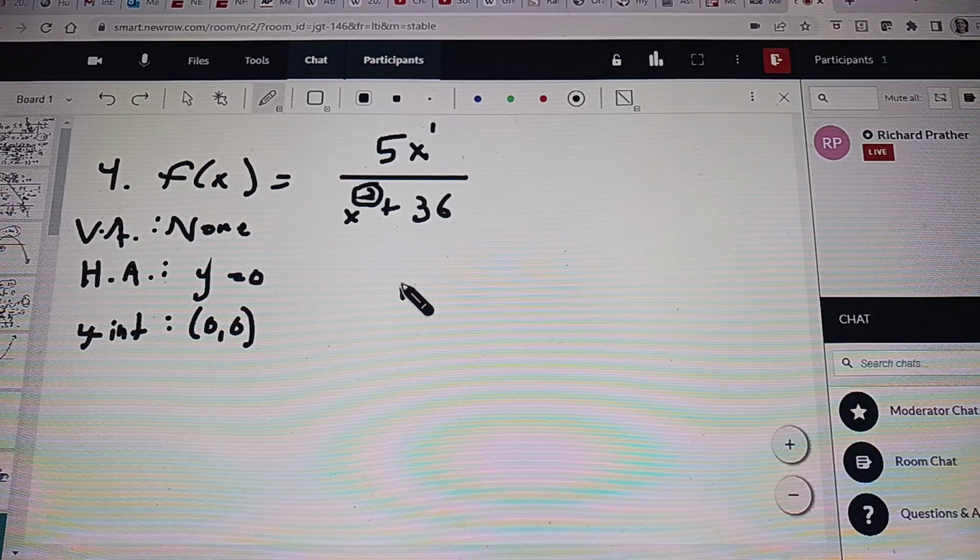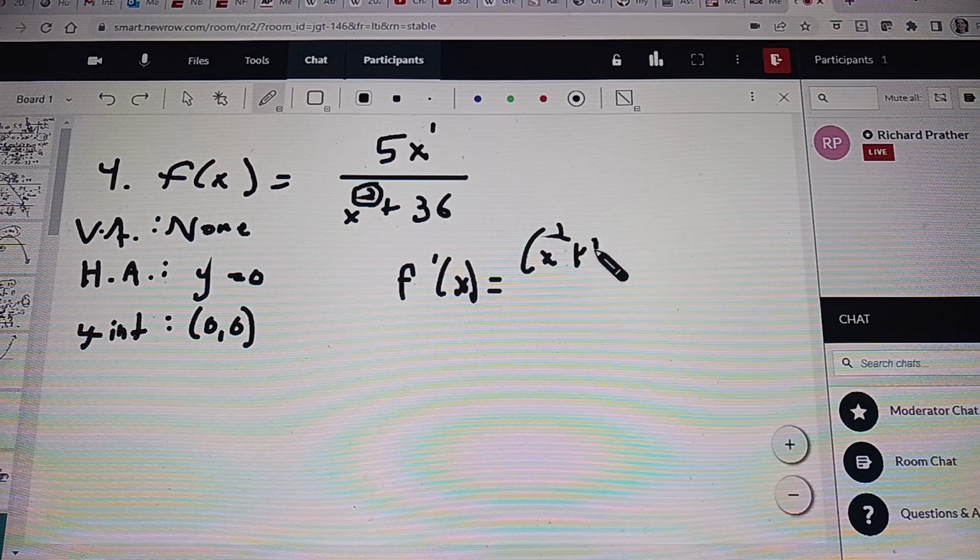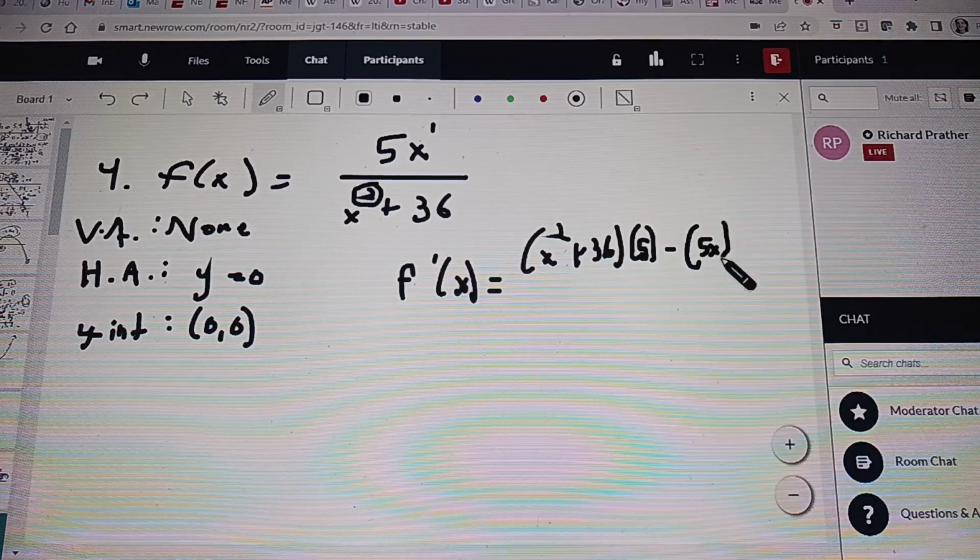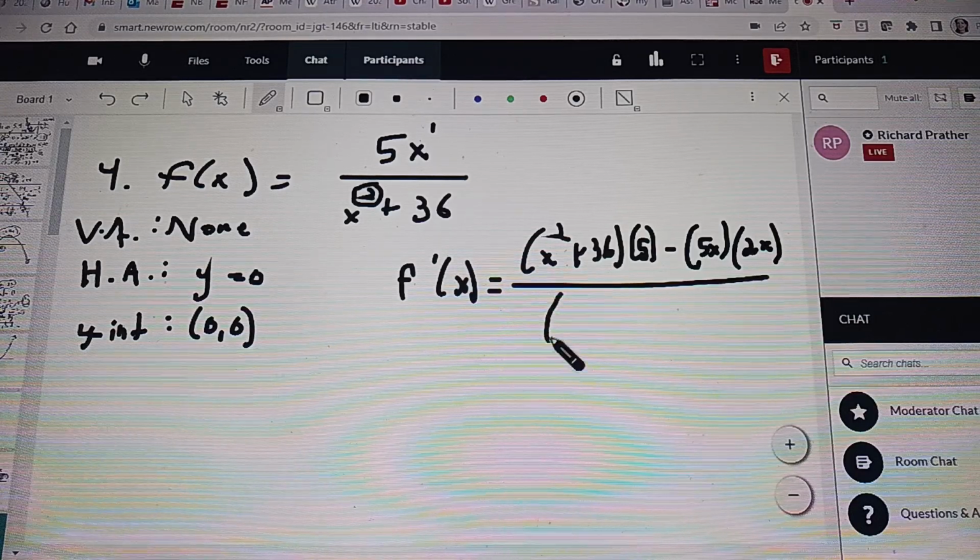If I do the first derivative, second times the derivative of the first, which is just 5, minus the first, the derivative of the second would be 2x, over the second squared.